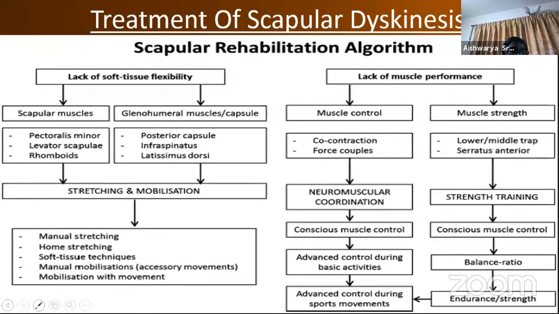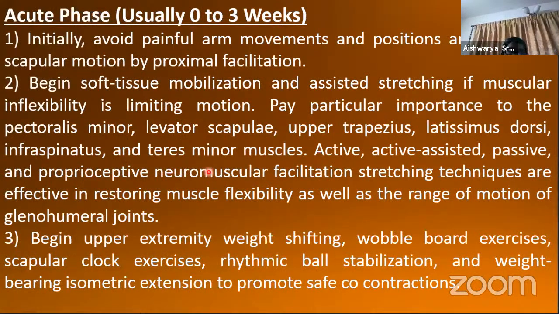Now coming to the rehabilitation phases, there are three phases: the acute phase, the recovery phase, and the maintenance phase. In the acute phase, it is mainly from 0 to 3 weeks. Since it's an acute phase, there will be excessive pain, restricted range of motion, and tightness of the muscles. So you do not want to push them beyond the pain limit. You have to make sure that they are rested well. You do not do any movements that cause pain, or position them in any position that causes pain.